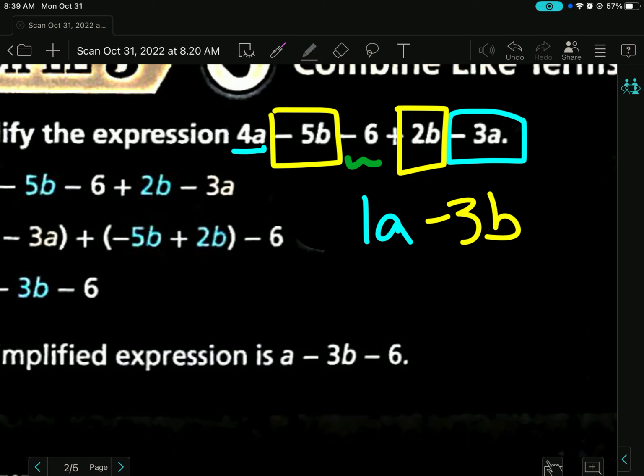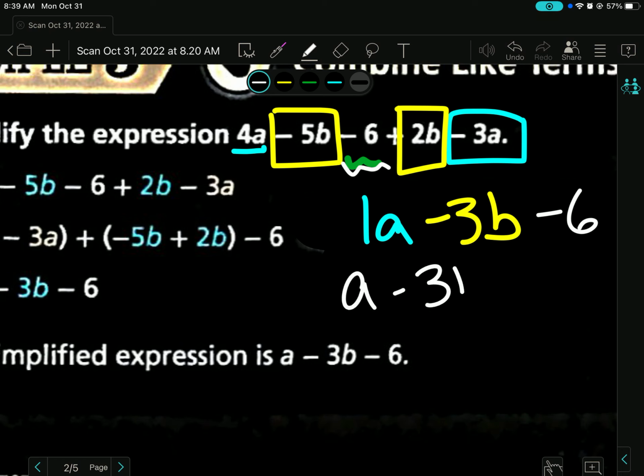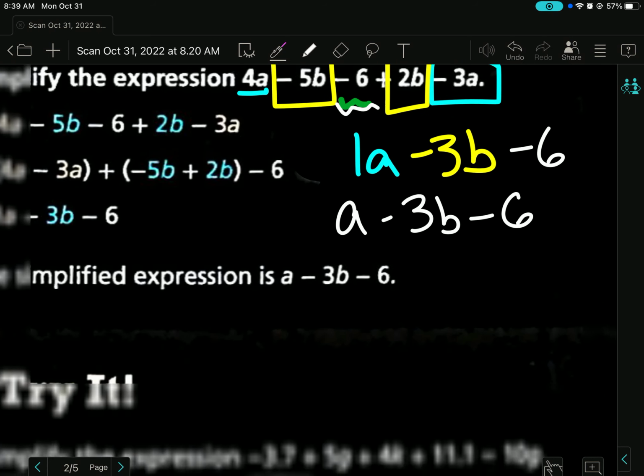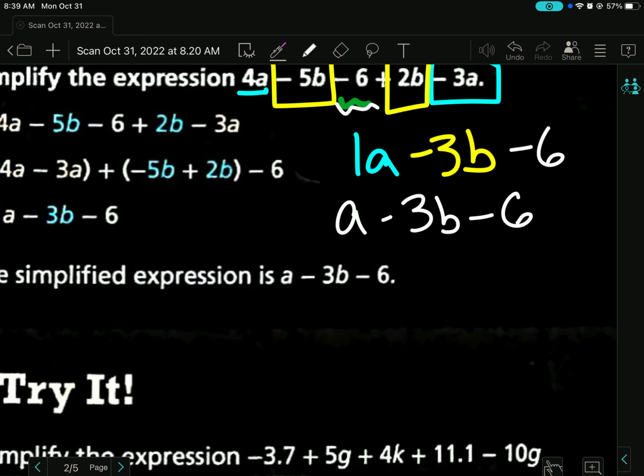And 6 doesn't have any buddies to go along with, so we just have minus 6. So we're going to have A minus 3B minus 6. I don't care if you write it as 1A or just A. Either would be acceptable. But again, A's have to go together, B's have to go together, and the constants have to go together. I cannot combine this to be like, oh, it's negative 2AB. They're different variables, can't combine them.